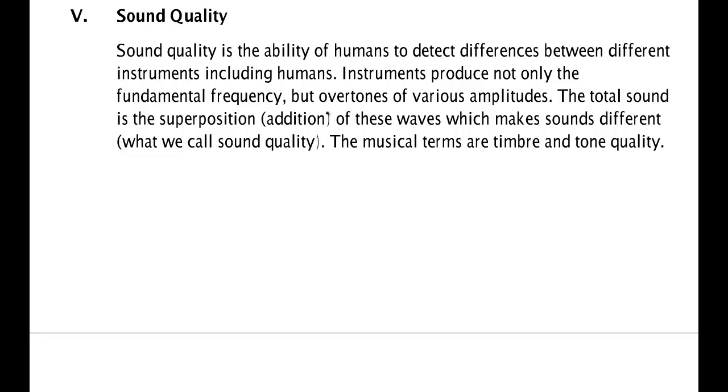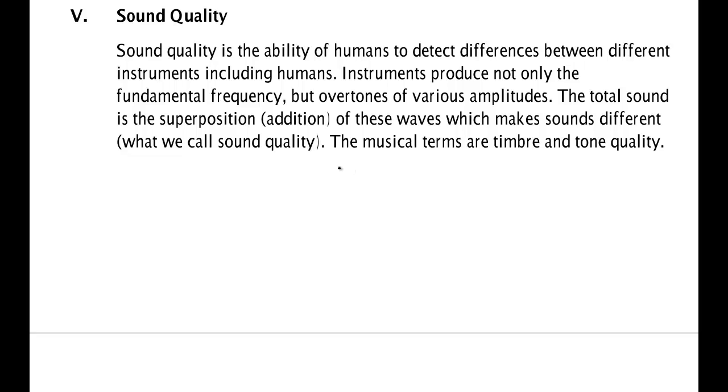In particular, why can you tell if, for instance, a trumpet plays the C note, and you know it's a trumpet rather than if a clarinet plays a C note? The answer is, anytime you have one of these instruments playing, they don't just play the fundamental frequencies, but they also play their overtones. And those overtones are played with different amounts of intensity.